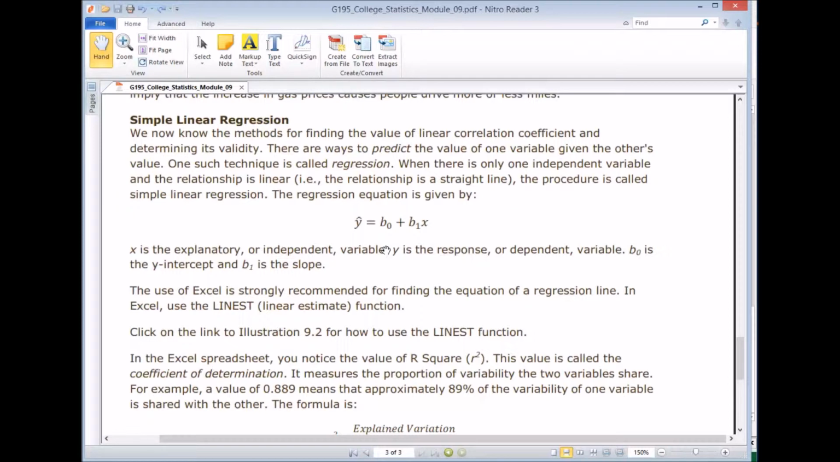To do regression by hand is very, very long and cumbersome again. So we're going to use Excel to figure out the regression equation. And to do so, we'll use the function called LINEST, L-I-N-E-S. It's short for linear estimate. So let's go to the spreadsheet to see how we can use this LINEST function.